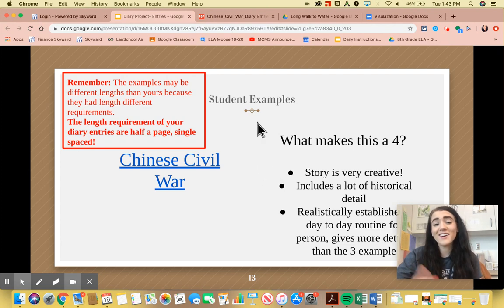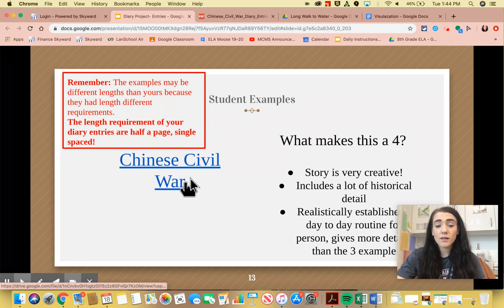I also really liked how creative that Chinese Civil War one was. I liked that she started out with her getting married, and then the husband gets killed, in case you didn't get that. The husband gets killed, and then she has a baby. So you guys can go read more. Like I said, I have the full links to all of the stories in there. So yeah, that one was a 4 example.